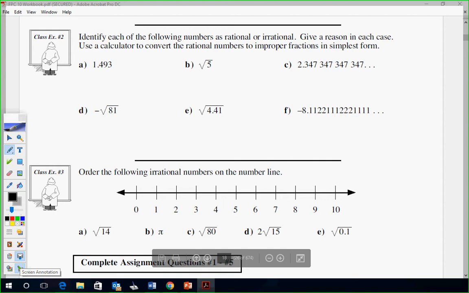So right here, is this repeating? Is this terminating? Yeah, so this is a rational number, right? It stops and it's not repeating. Root 5 is an irrational number. You put it in your calculator. So in this one it terminates and is non-repeating. This one doesn't terminate and is non-repeating. That's why.